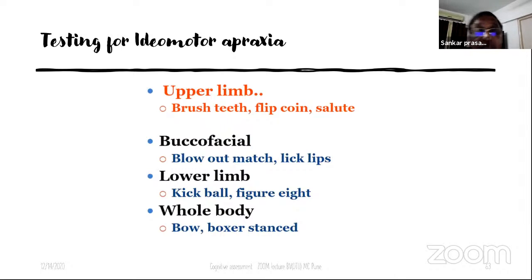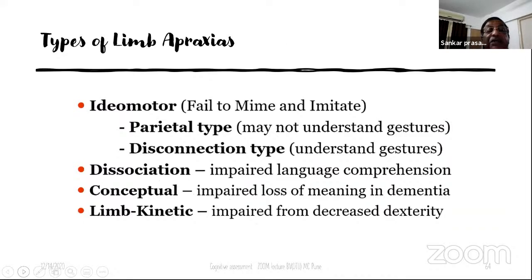Okay, whole body. And so these are tested for ideomotor apraxias. Very sorry for that. So ideomotor is a failure to pantomime and imitate. That is ideomotor. There are 2 types, parietal and disconnection type. Parietal may not understand the gesture also. Even if you show how to do it, they will not be able to do it. And disconnection types, they understand the gestures, but on their own, they will not be able to do it.